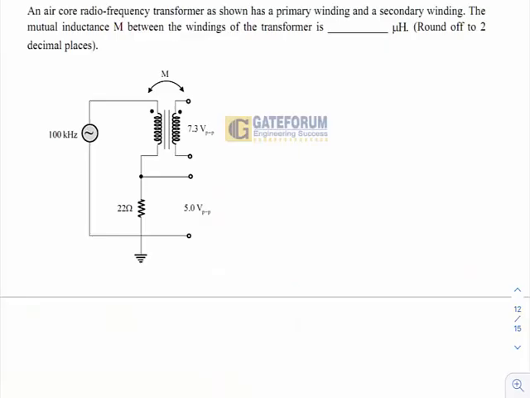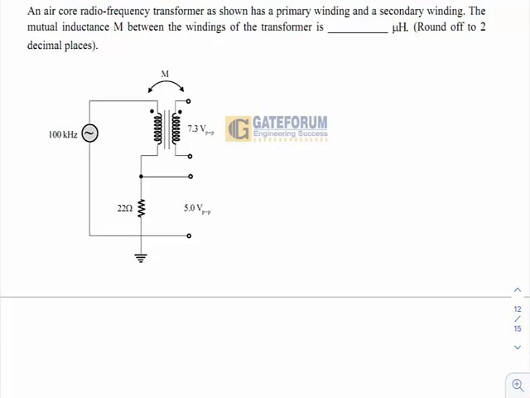Okay, this is a GATE 2021 electrical machine question asked from the topic mutual inductance between the windings. Now you must be knowing the mutual inductance concept, which tells that if there is EMF induced in the secondary winding, that is due to the current in the primary winding. Okay, so that is the concept of mutual inductance.